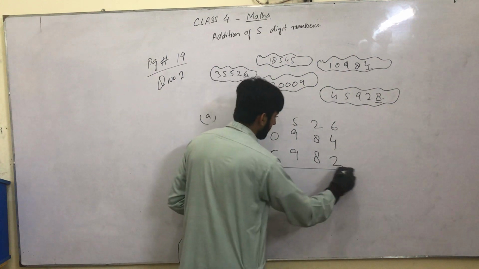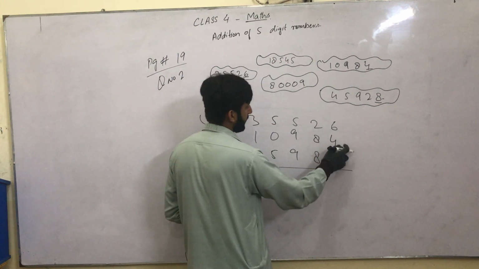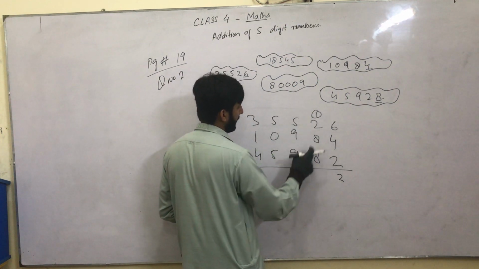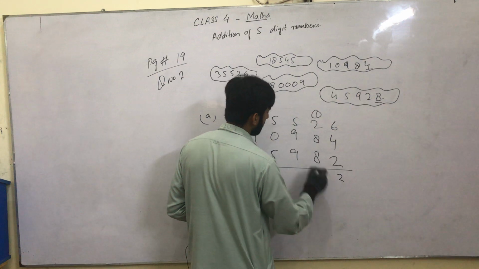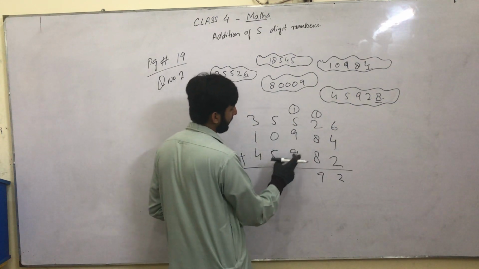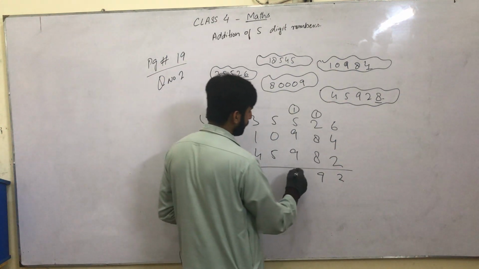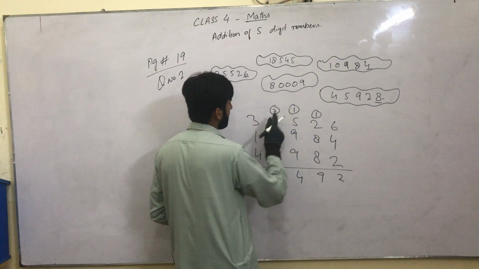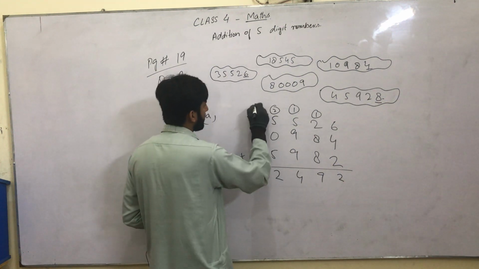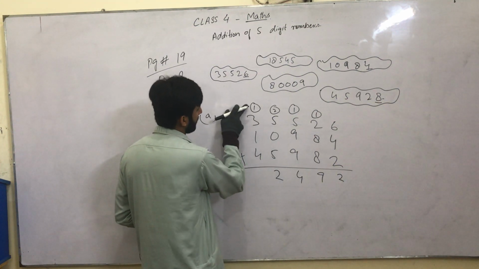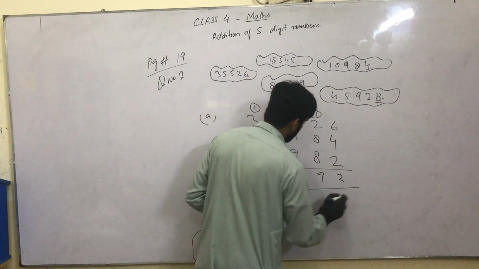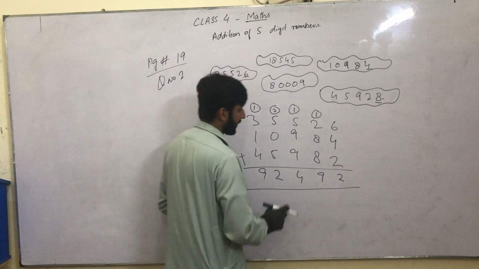45982. Add 6 and 4 is 10, 10 and 2 is 12, 1 carry. 8 and 2 is 10, 11, 11 and 8 is 19, 1 carry. 5 and 1 is 6, 6 and 9 is 15, 15 and 9 is 24, 2 carry. 5 and 2 is 7, 7 and 5 is 12, 1 carry. Then 3 plus 1 is 4, 4 plus 1 is 5, 5 and 4 is 9. So the sum of all even numbers is 92492.